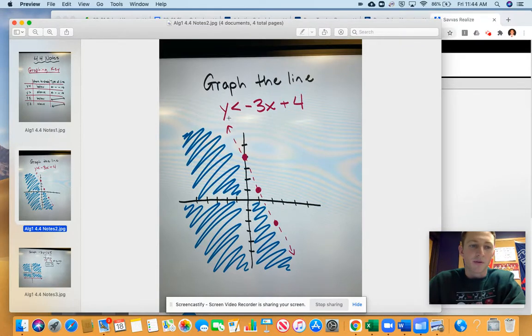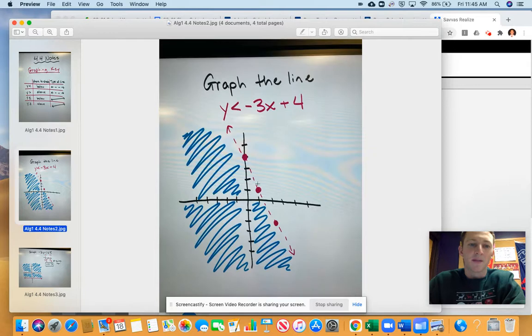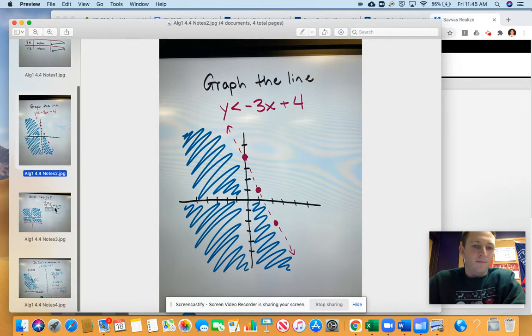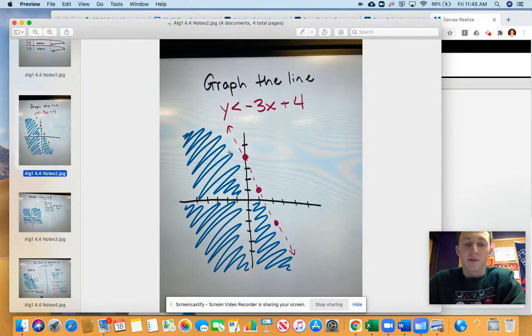Once we have our 2 points, we're going to go back to this graphing key. Y is less than, so we're going to shade below it with a dashed line. So we have a dashed line and we're going to shade below it. And that would be our answer. So you're going to have an infinite number of possibilities that you could plug in for x and y to satisfy that equation, but we just want to graph it and then shade it.